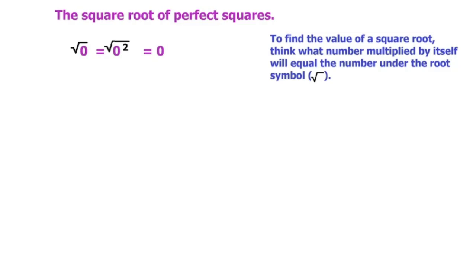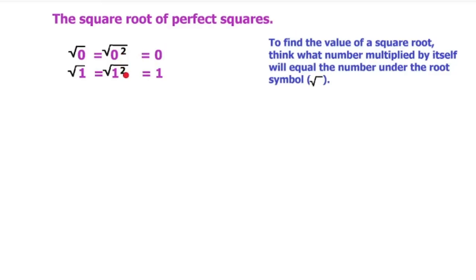So we could do the same thing for 1. So the square root of 1, think of what number multiplied by itself will give you 1. So we know that 1 times 1 is 1 squared. So the square root and the square are going to cancel each other out, and so we're left with 1. And then for 4, we know that 4 is 2 times 2, which is 2 squared. So then the square root and the square are going to cancel each other out, and you're left with 2.